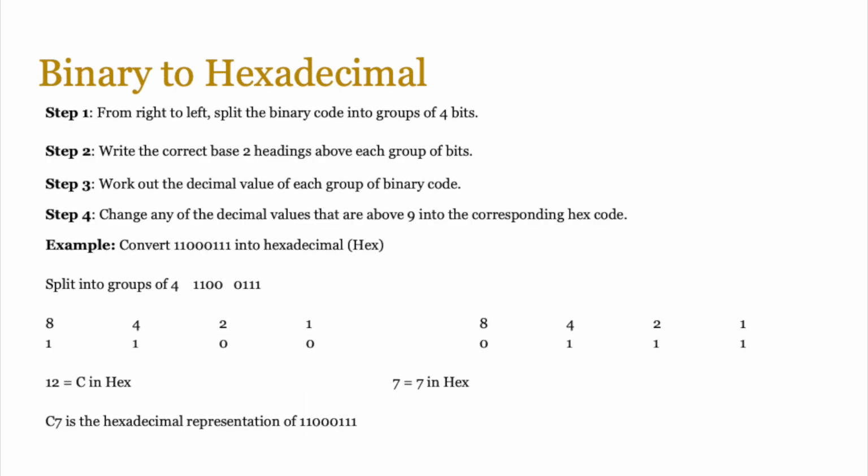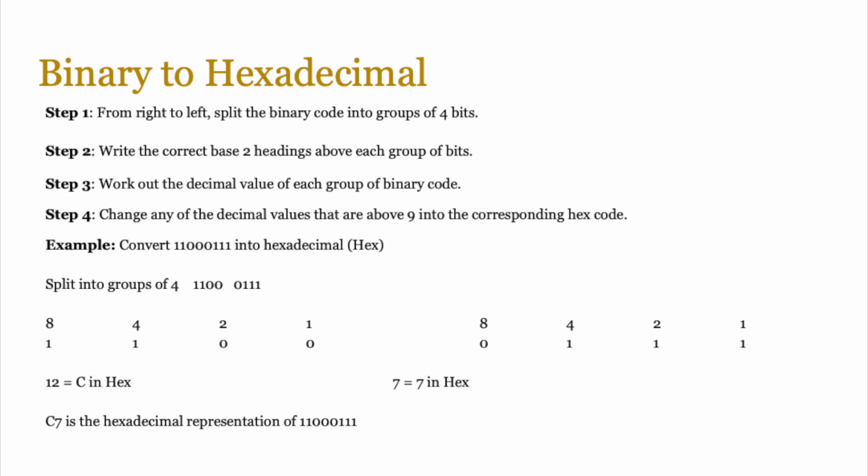Okay, let's look at basic conversion, binary to hexadecimal. The algorithm's on screen. There's 4 key steps. From right to left, split the binary code into groups of 4. So we start from the right and we split them across in groups of 4. We write them separately. You write the correct base 2 headings above each of the bits. You then work out the decimal value for each group of binary code, and you change any of the decimal values that are above 9 into the corresponding hex symbol.